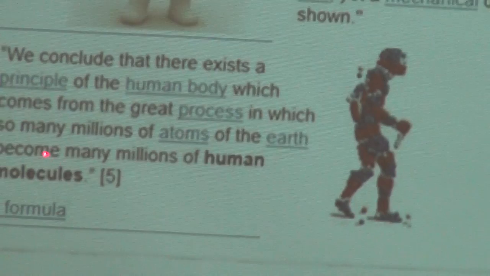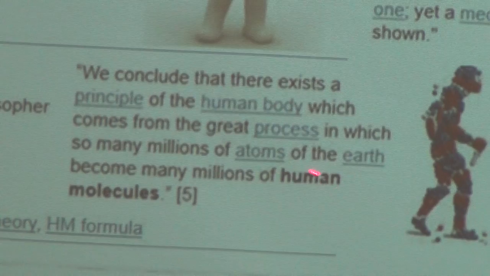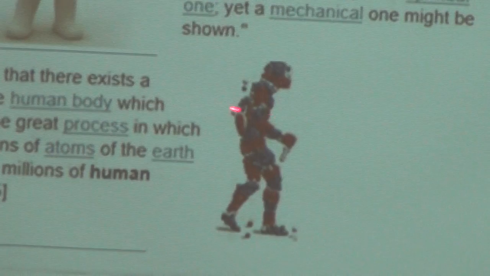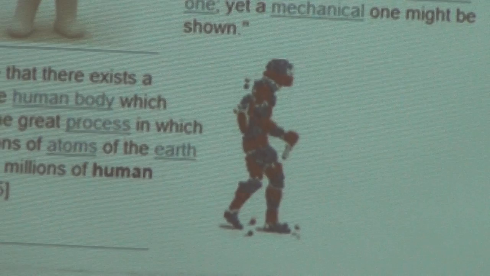But he says in his Principles of Moral Nature, he coins the term human molecule. He said, we conclude there exists a principle in the human body which comes from a great process in which so many millions of atoms of the earth become so many millions of human molecules. So he says there's a great principle in which the solar system formed 4.5 billion years ago, and a great principle from which you go from the solar system to people, to us standing up, the electron stepping to the center and lifting up our pencil in the air.